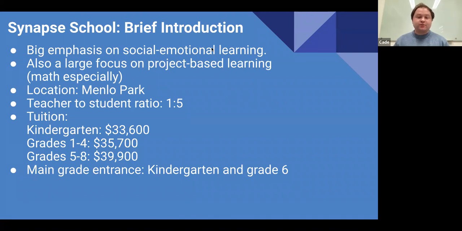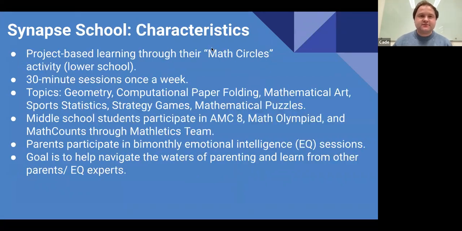And for the tuition breakdown for kindergarten, it is 33,600. For grades 1 through 4, it's 35,700. And for grades 5 through 8, it's 39,900, so slightly under 40K. The main grade entrances are kindergarten and grade 6.